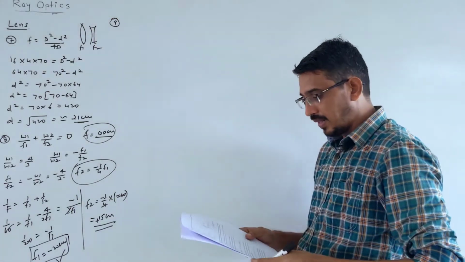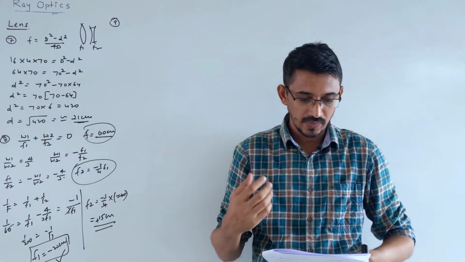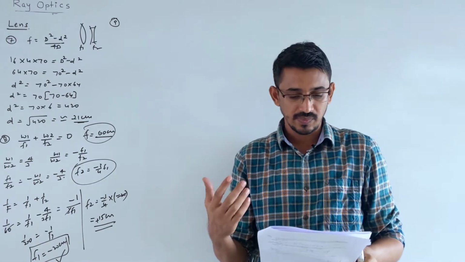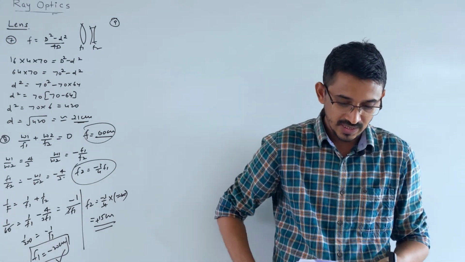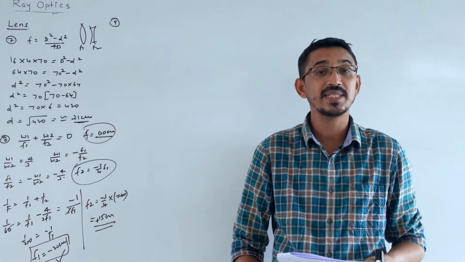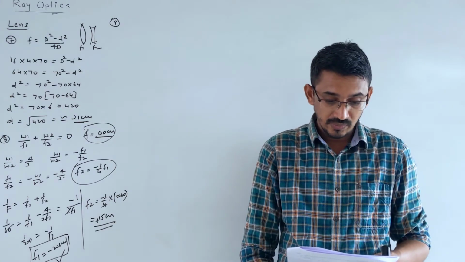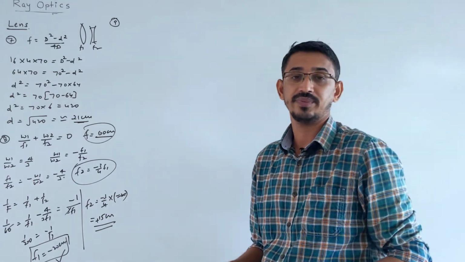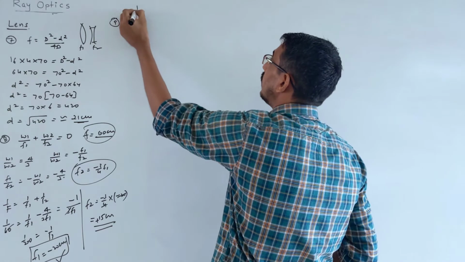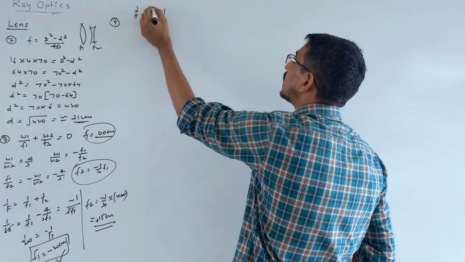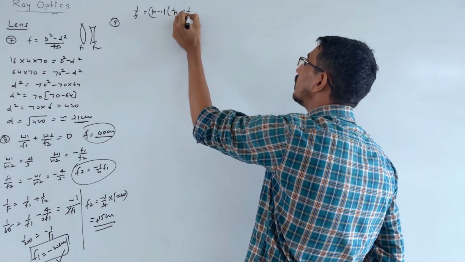Question number 9: a convex lens made up of glass of given refractive index has a focal length of 8 centimeter when it's placed in air. What will the focal length be when it's immersed in water? So very simple question. 1 by f is equal to (mu minus 1) times (1 by r1 minus 1 by r2).